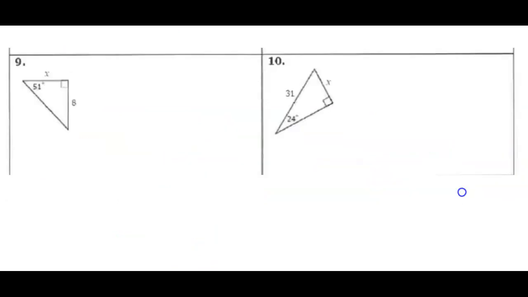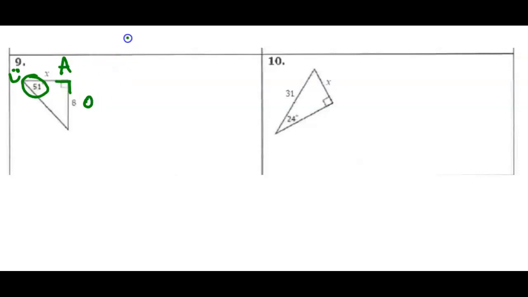Moving on to 9 and 10. Okay. Number 9, from this 51-degree angle in the corner, it's always one of the acute angles. This would be the leg all the way across or opposite. These are the two legs that make the right angle, so this one would be the adjacent leg.